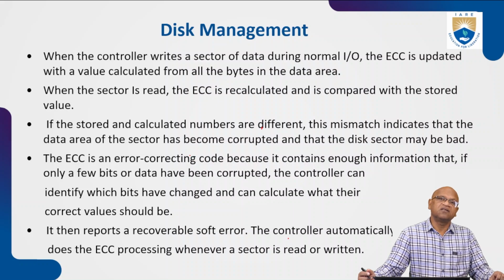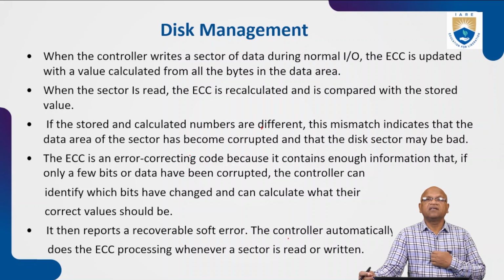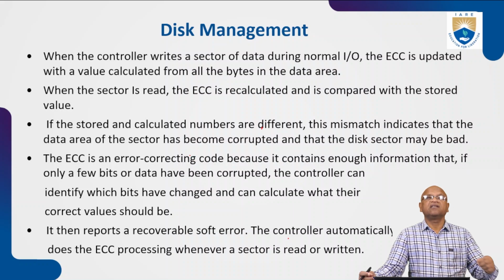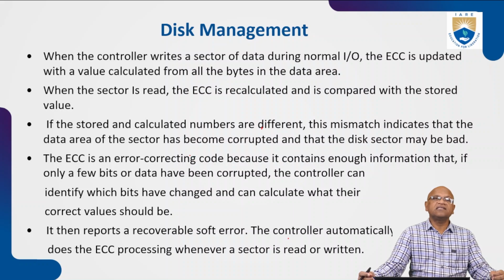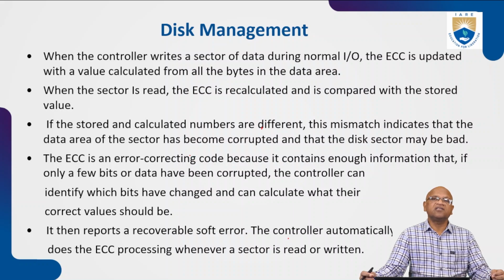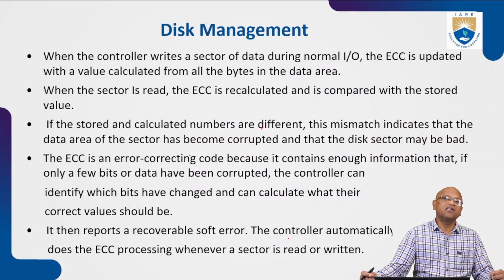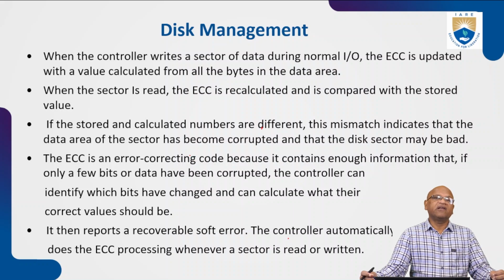That is logical address. So if the stored and the calculated number are different, this indicates that the data area of the sector has become corrupted, and that the disk sector may be bad. The ECC is an error correcting code because it contains enough information that if only a few bits of data have been corrupted, the controller can identify which bits have changed and calculate what the correct value should be.